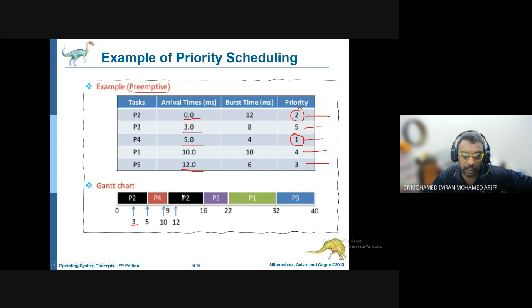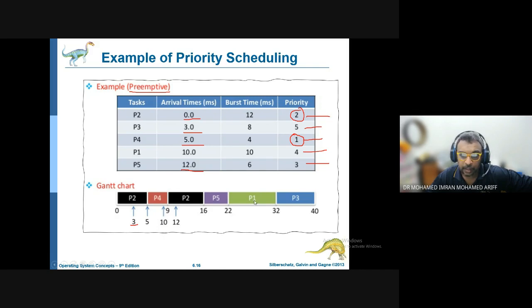Okay. For this one, P2 started at 9. Here it stopped at 5, so it waited for about 4 seconds before entering. Okay, P4 arrived at 5, entered at 5, so its waiting time is zero. P5 arrived at 12 and entered at 16, so it has waited for 4 seconds.